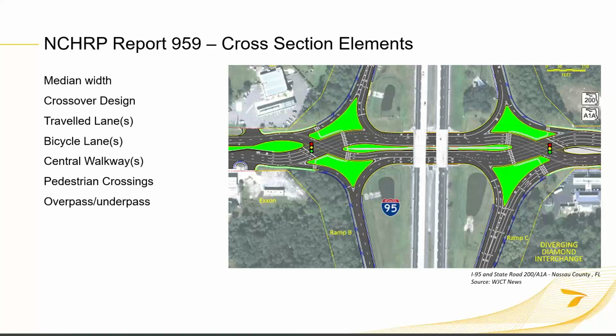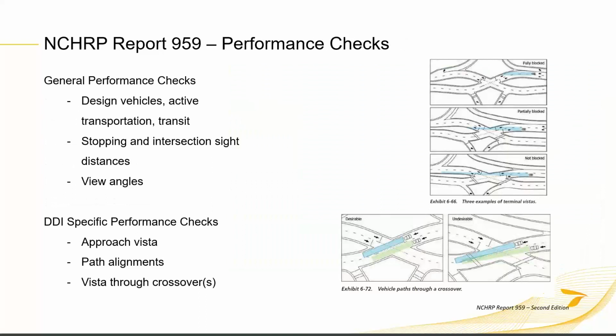Intended facilities. Some of the performance checks, obviously, as any other design project, we have design vehicles, active transportation, transit facilities that we need to make sure that they are well accommodated, safe, and with the required capacity. Obviously, we want to provide adequate stopping and intersection sight distances for all movements, no exceptions, and also the view angles. Many other projects, we may have design variances.